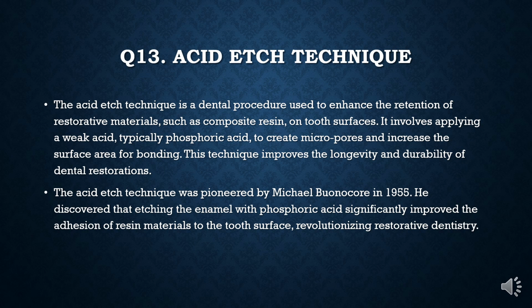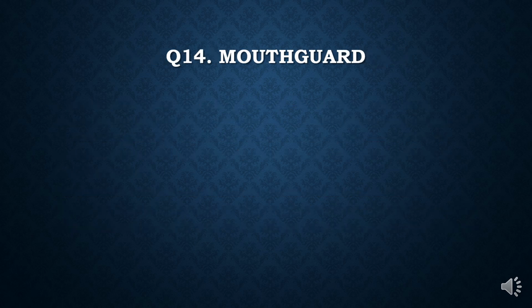The acid etch technique was pioneered by Michael Buonocore in 1955. He discovered that etching the enamel with phosphoric acid significantly improved the adhesion of resin materials to the tooth surface, revolutionizing restorative dentistry. Number 14 is mouth guard.